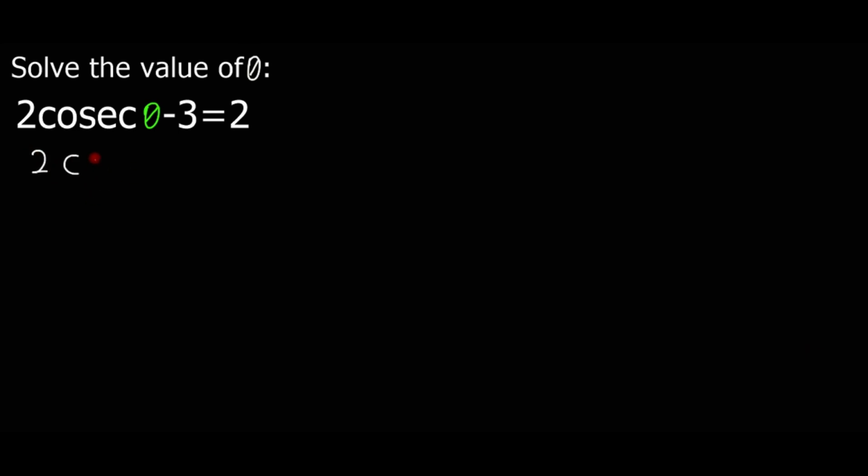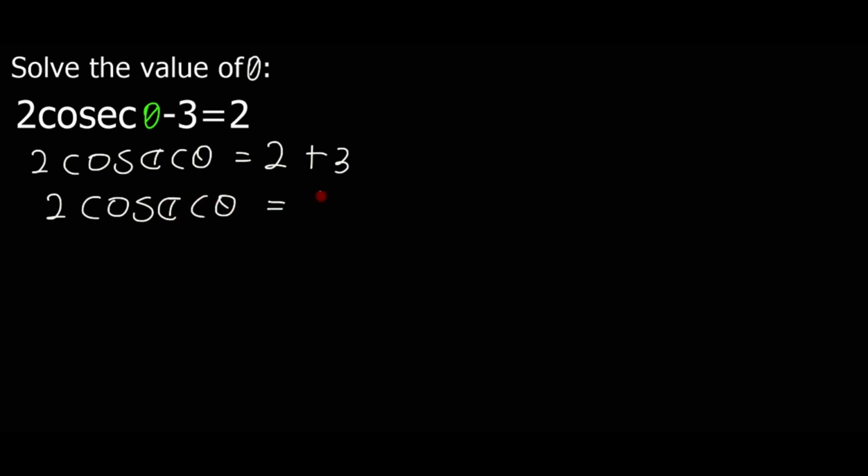Re tlo ba le 2 cosec theta is equals to 2 plus 3. Re tlo ja negative 3 re isha to the other side because re nyaka gore our trig function e be ka side e le 1. So this means re tlo ba le 2 cosec theta is equals to 5.